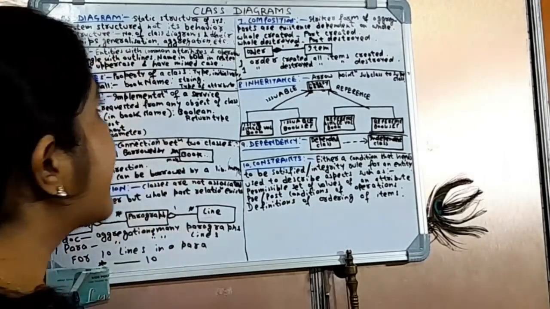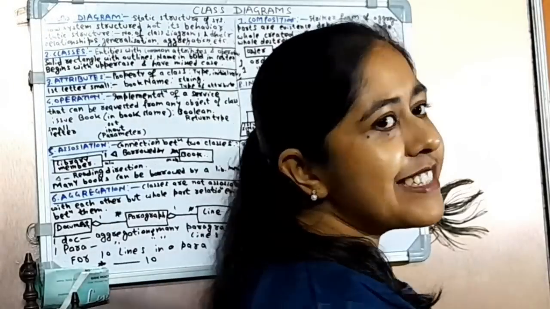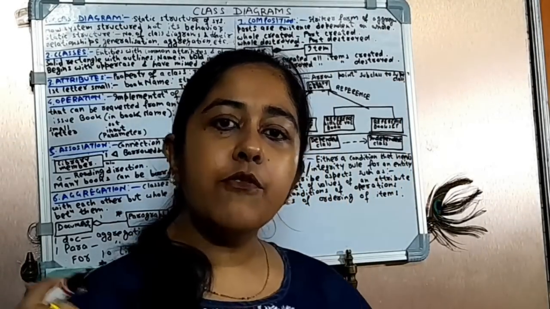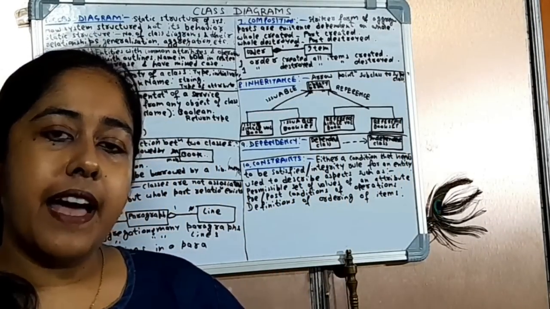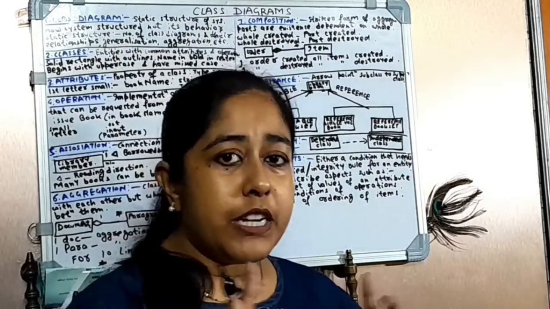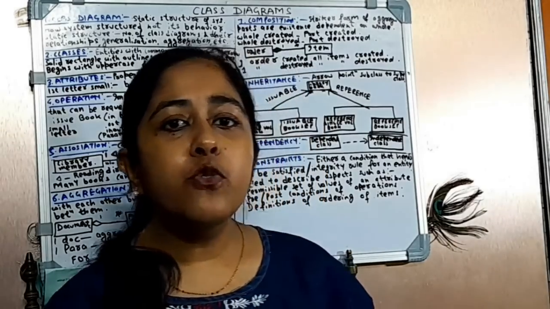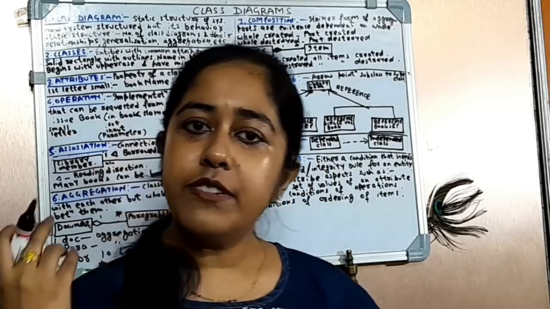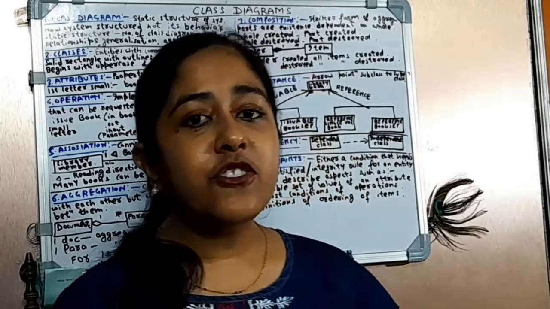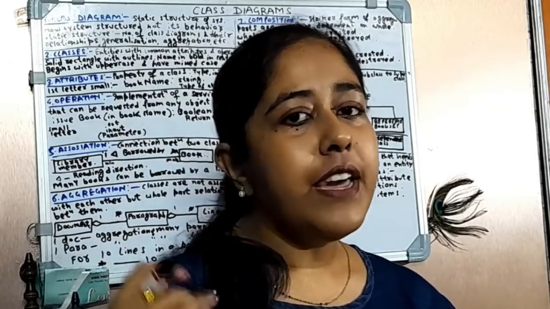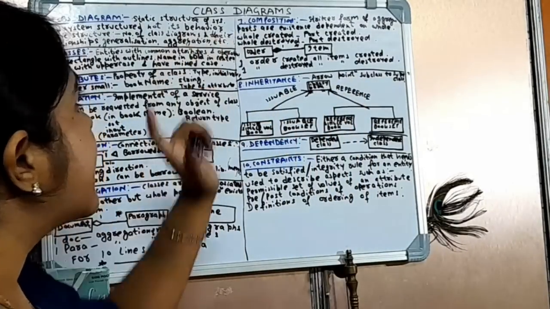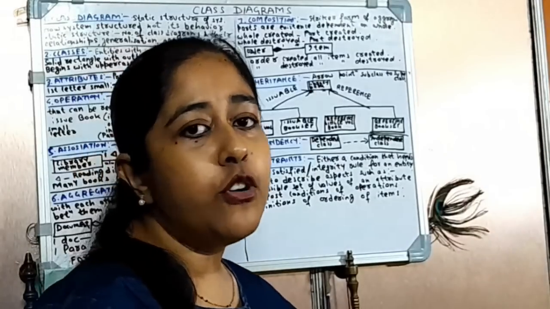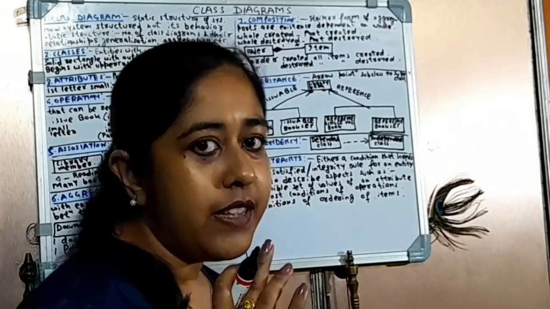Basically, a class diagram shows us the static structure of the system, as we have already discussed in our UML class. This particular structure is not going to change with the instance of time, because this is the static structure of the UML. This is not going to change with time.